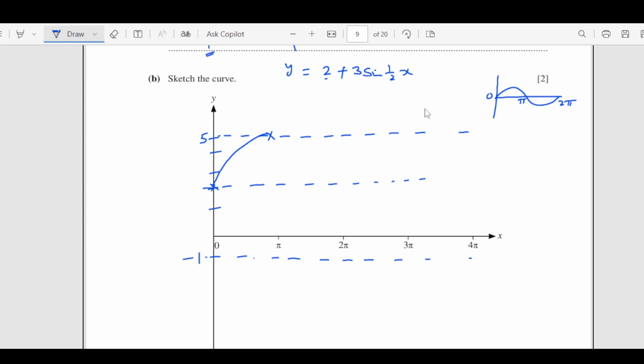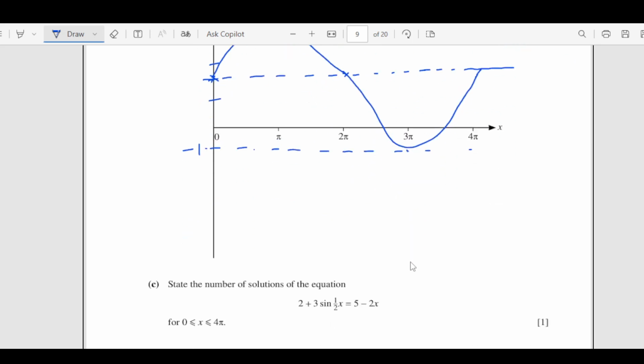When you put x as 2 pi, that becomes pi, so the value is going to be 2. So the graph is going to come over here at this point, and then at 3 pi, this is the minimum value. So it is going to come like this, up to here, like this. So this is the graph, right?